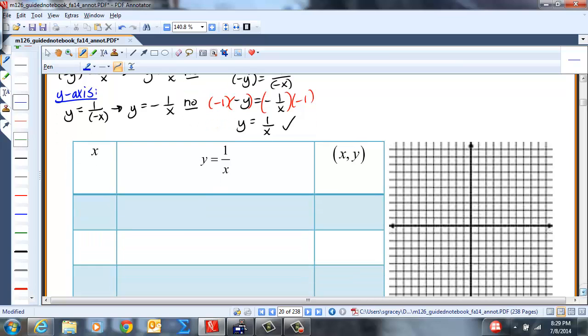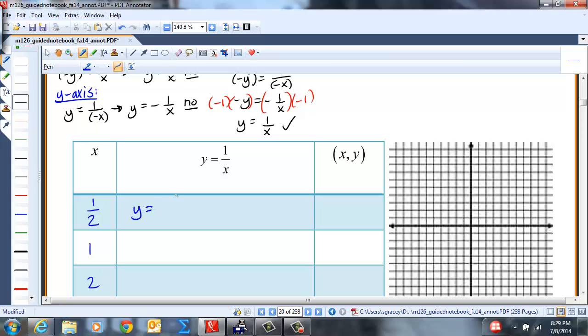So what this symmetry business is going to help us with is finding ordered pairs. I'm not going to make the scale this time until I find some ordered pairs. So let's check it out. Let's just do some positive values, and then we'll get some other ordered pairs using symmetry. So let's do maybe 1/2, 1 and 2. How about that?